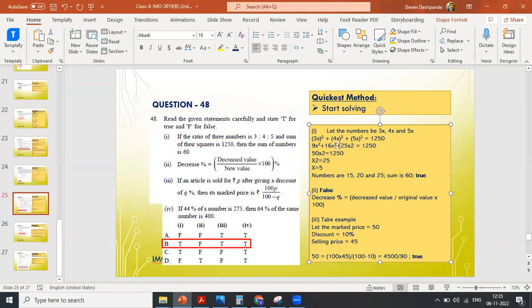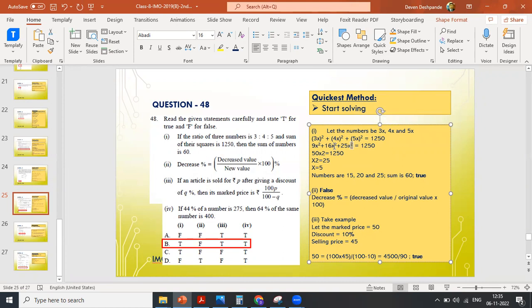What is 3x square? It is 9x square, so 3 square is 9. What is 4x whole square? 4 square is 16. And what is 5x whole square? 5 square is 25, 25x square. So 9x square plus 16x square plus 25x square is 1250.